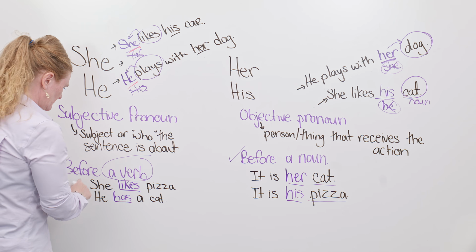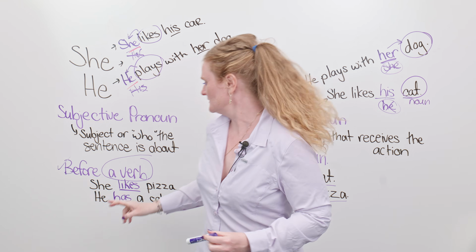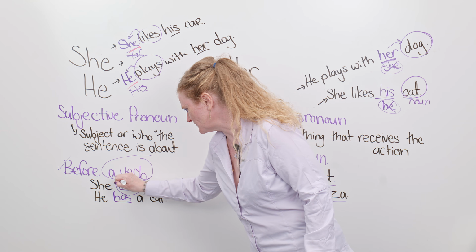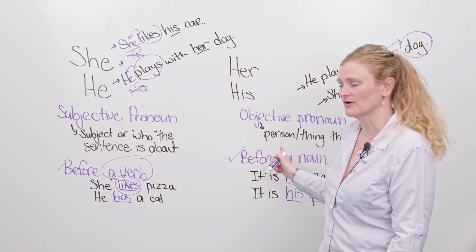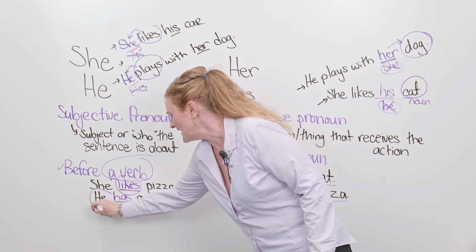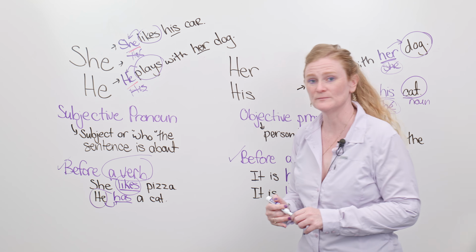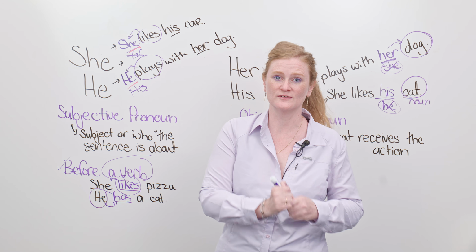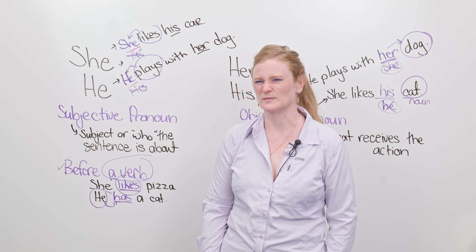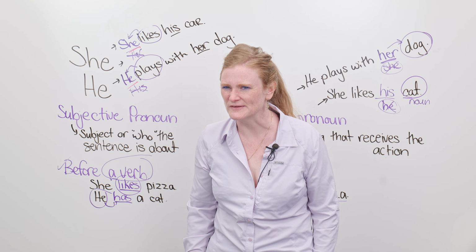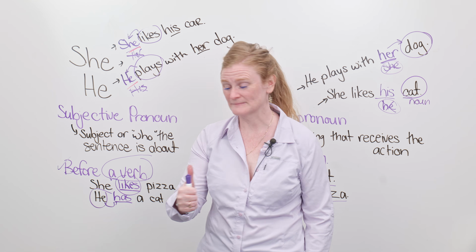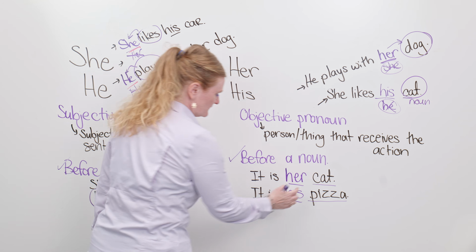So, examples before a verb, okay? "She likes pizza." In the sentence, likes is a verb, so we have to use she. We can't say "her likes pizza." It's wrong. "He has a cat." Because has is a verb, we have to use he. We can't say "his has a pizza." His what has a pizza? "His dog has a pizza" is okay because we would have a noun.